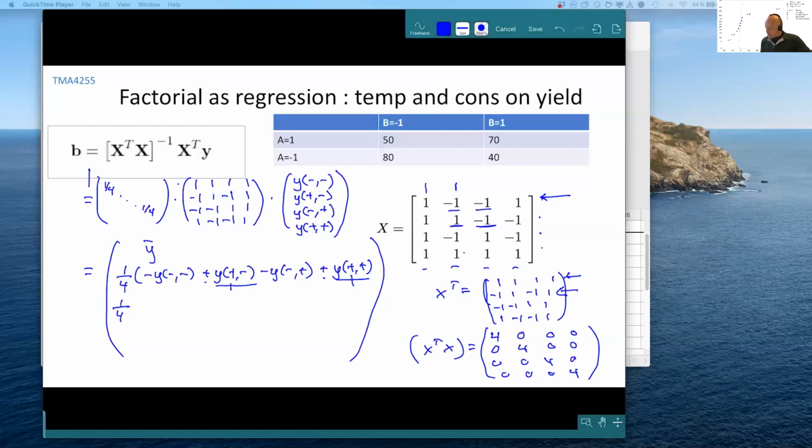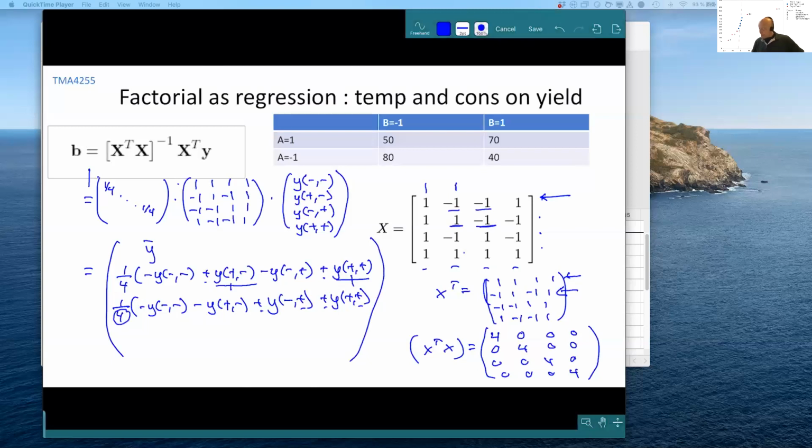So then we get 1 over 4, and then which ones are plus here? Well, we have minus, minus, and then plus. And now we see that the plus terms come when B is high. So this is exactly the same as what we just did with average high and average low. The only difference is that we divide by 4 here instead of dividing by 2.